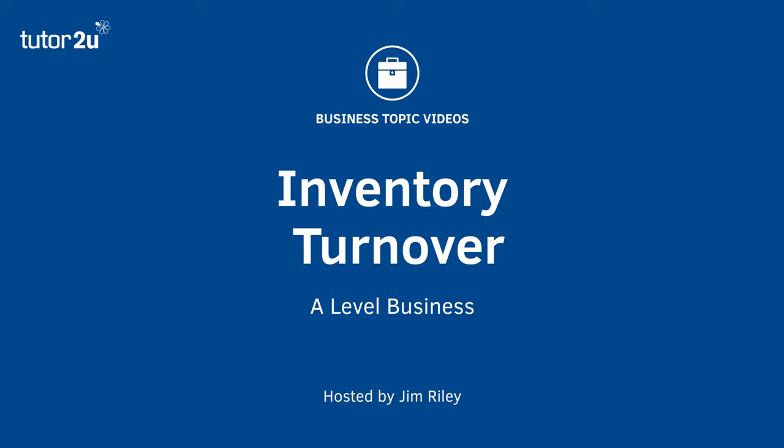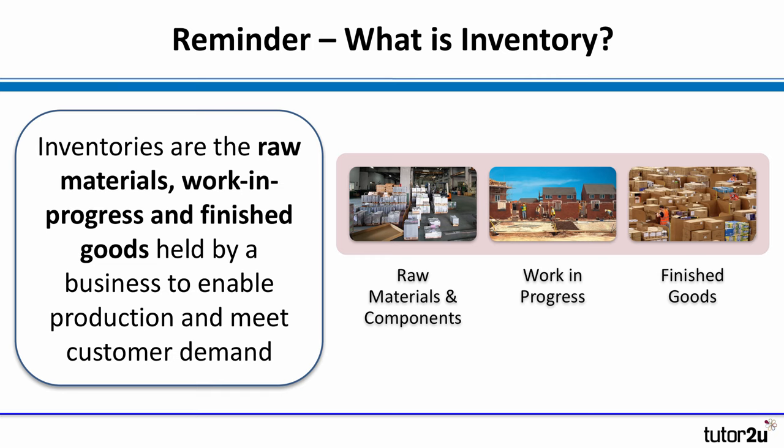Hi there. In this video, we'll take a quick look at what we mean by inventory turnover. And to start with, a reminder of what inventory is. It's otherwise known as stocks. Inventories are those things the business holds in order to enable it to produce as well as to trade. So it's stuff like raw materials and components that might be going into the production process. Goods that are half or part complete, as well as finished goods, goods ready for sale.